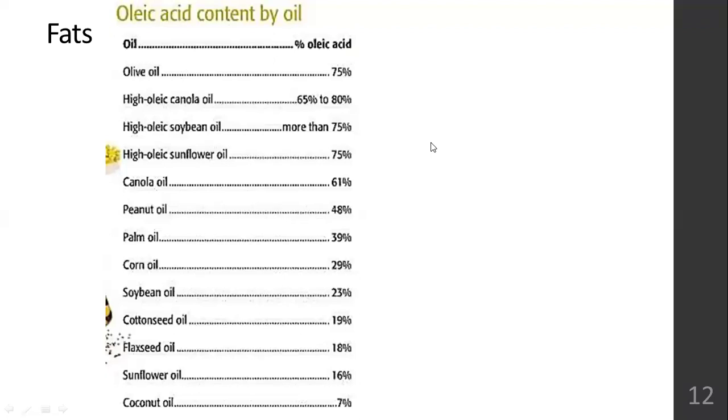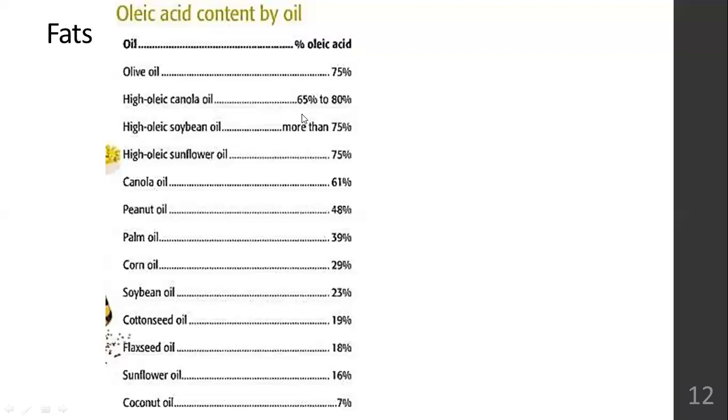So oils that have oleic acid are very good for heart patients. Oleic acid is a specific type of essential fatty acid which can reduce the risk of cardiovascular diseases. That is the benefit of oleic acid. Olive oil has the highest oleic acid, so olive oil can be suggested.